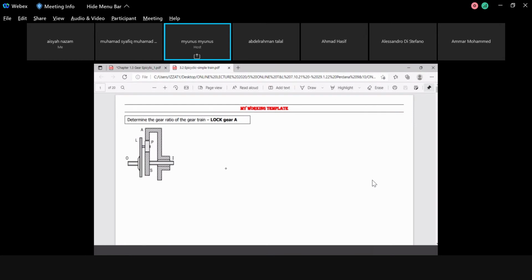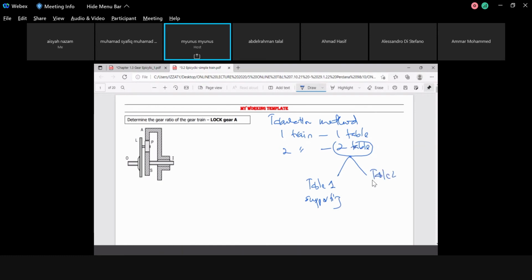Okay, now we are going to use the tabulation method. So remember, one train, one table. Two trains, you have two tables. When you have two tables, we call table one the supporting table, and table two the general table.